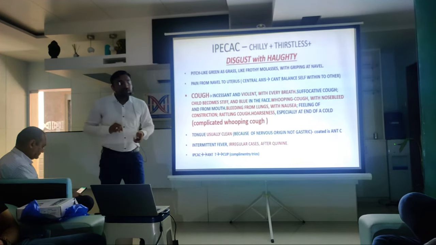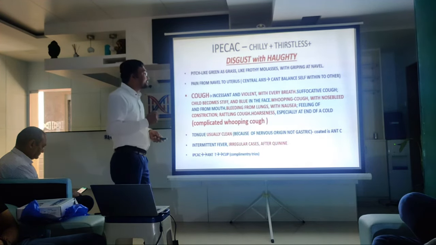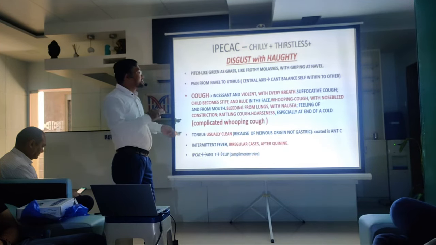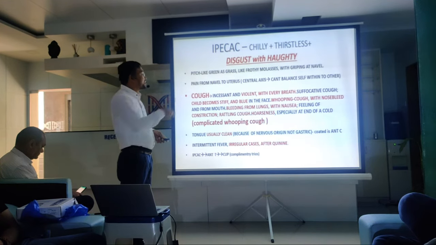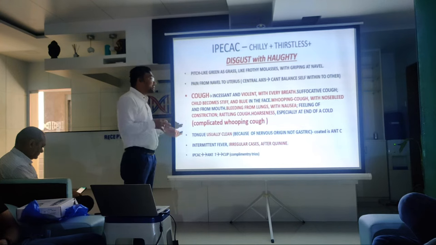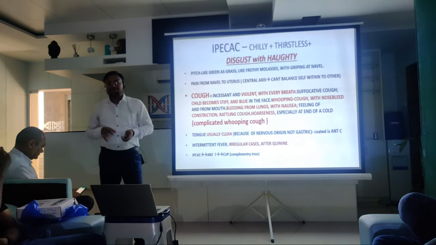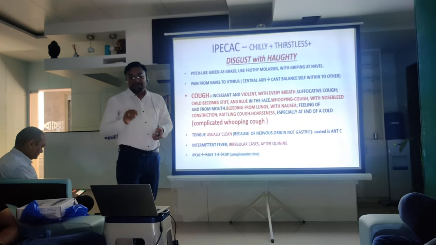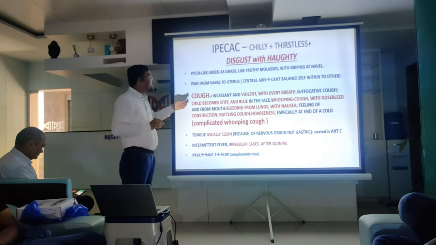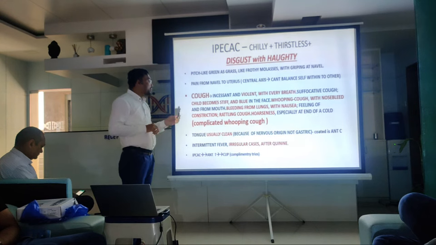Hoarseness, especially at the end of the cold, every time. So it is a very complicated type of whooping cough, where there is a bleed also, there is respiratory distress, right? There is cyanosis, stiffness, and this is a very panicky state for the parents. Mostly you never felt it because it acts on this type of spasmodic variety. Whooping cough, you remember.